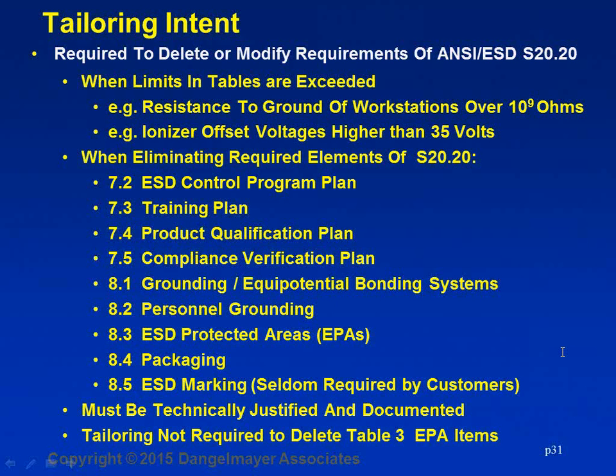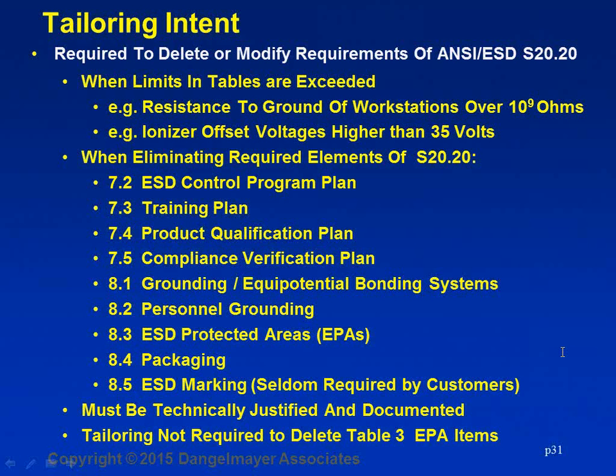So for table 3 in the document, are you able to delete items in that table without a tailoring statement? They're optional, as long as you don't violate these others. Now, just to add that this list of 7.2 through 7.5 and 8.1 through 8.5 is our interpretation of the phrasing in the tailoring statement. It's not clearly spelled out in the document, but this appears to be a logical interpretation of it.